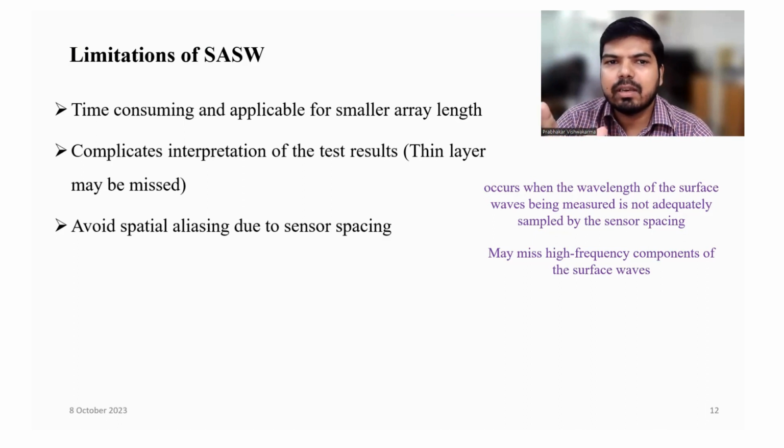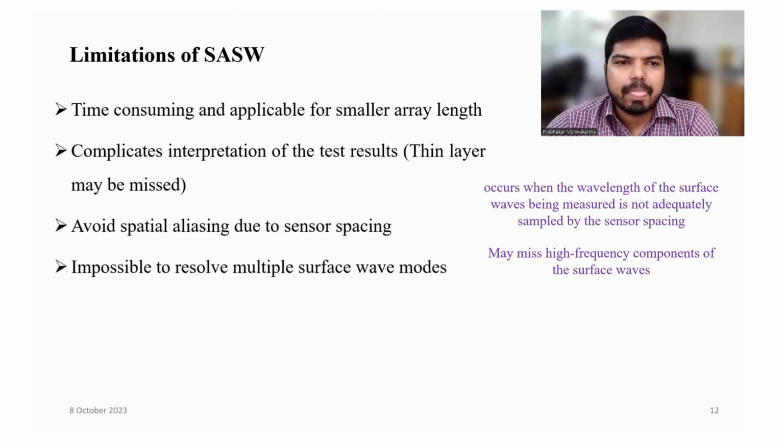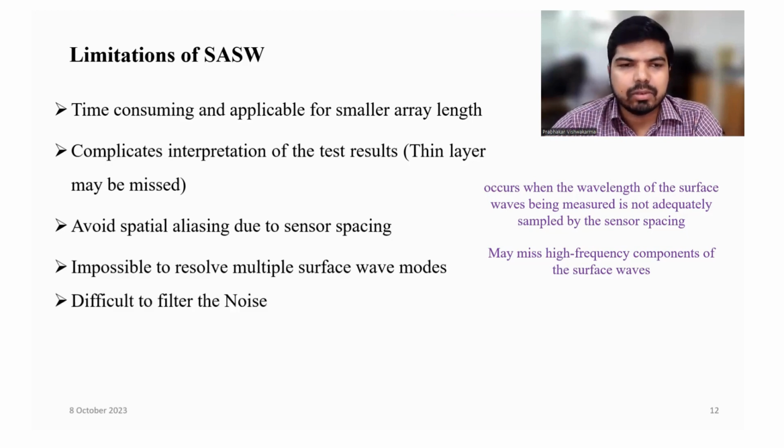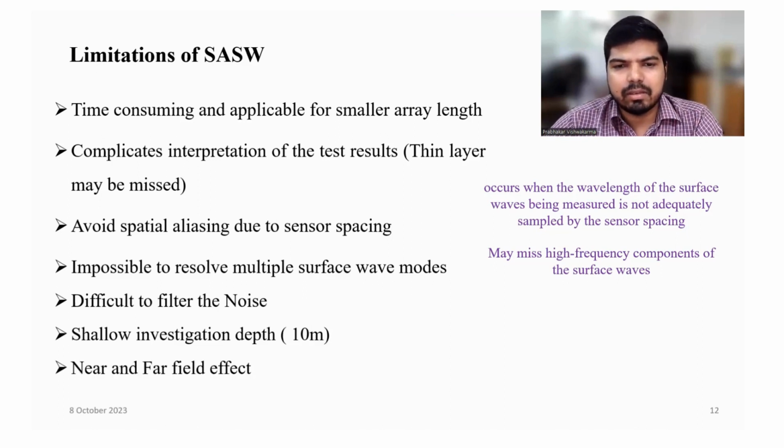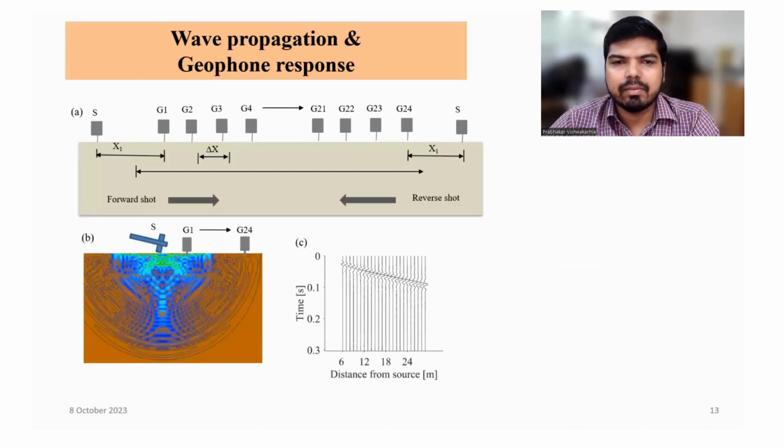Spatial aliasing occurs when the wavelength of the surface wave being measured is not accurately sampled by the sensor spacing. So it will miss the high frequency component of the surface wave, which will have an impact on the results. It also has some issues resolving multiple surface wave modes. The technique has difficulty filtering noise, it is applicable for shallow depth, and there are near field and far field effects with this technique.